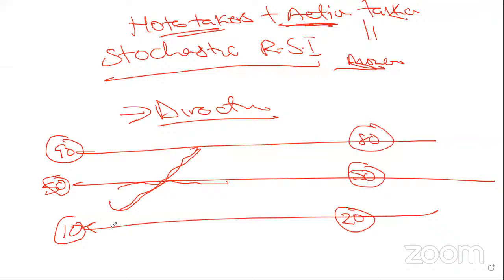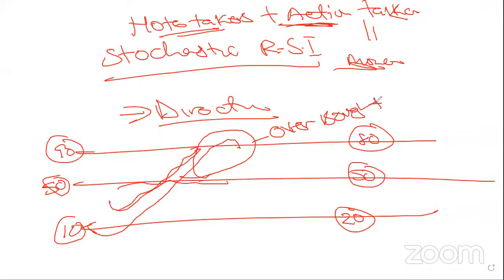When the stochastic RSI moves from this and gets up to here, from this area going up, we could say it is in the overbought area. And from this area up to the 50, we could say it is in the oversold area.